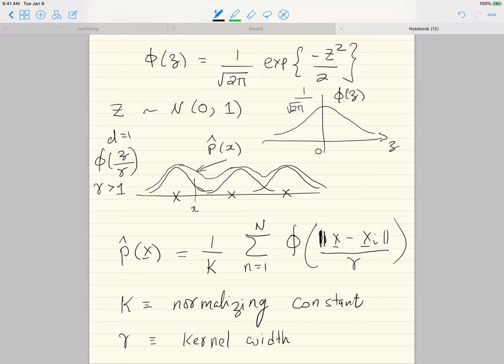So this constant tells us how wide a Gaussian we want to put around each data point. If it is large, then we are putting wider and wider Gaussians. If it is small, we are putting narrower and narrower Gaussians at each point. And what you do is you just sum them. So that's how we end up with this particular estimator.